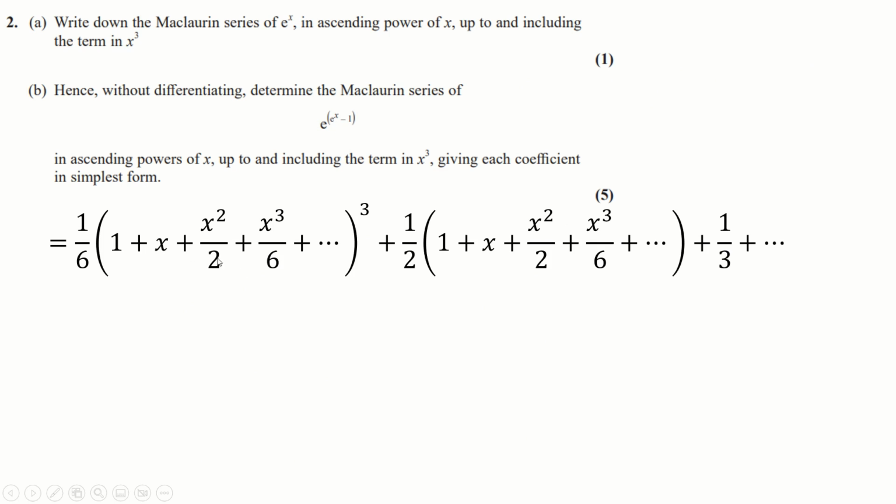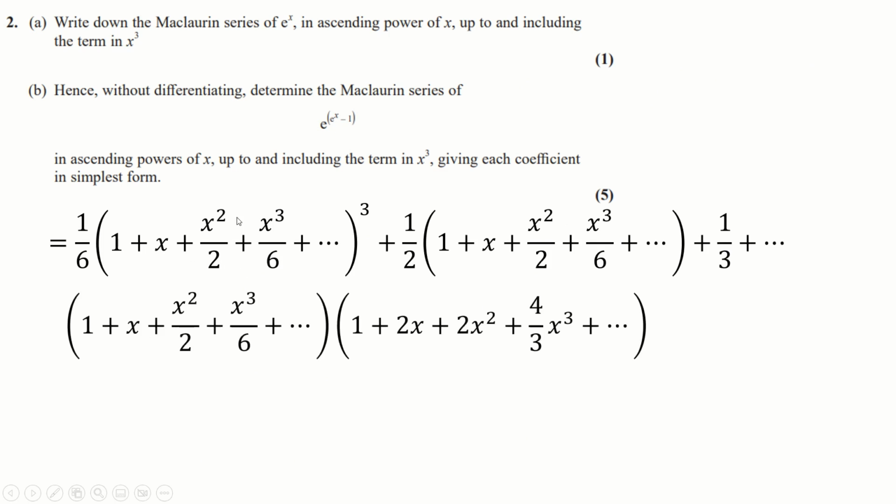I just decided to do one copy of it first, and then this is this thing squared up to x cubed. And I did this in my head. I just said 1 times 1 is 1. To get x's is either x times 1 or 1 times x. That's going to be 2 of them. To get x squared, it's either x squared over 2 times 1 or 1 times x squared over 2, of course, both of them. That gives you a single x squared. Or you get the x times the x to give you another x squared, which gives you 2x squared in total. And then likewise to the x cubed.